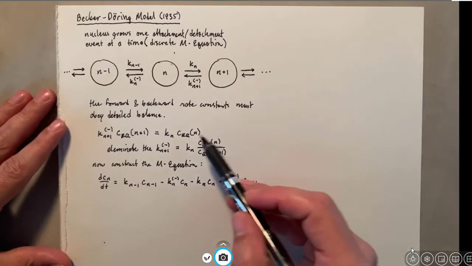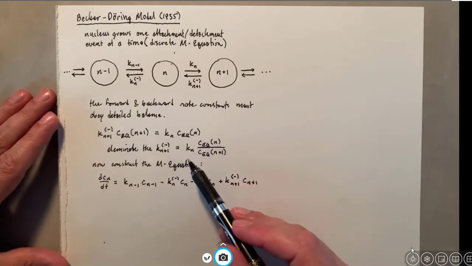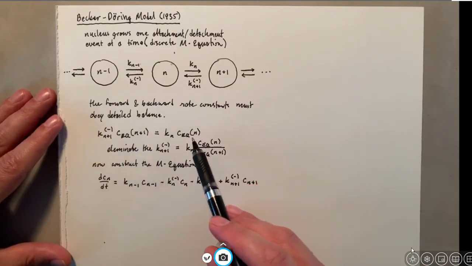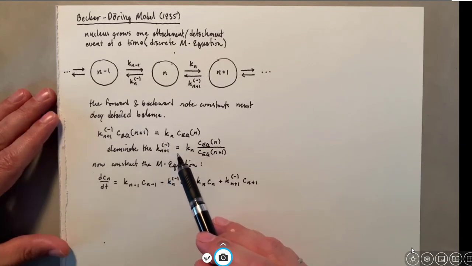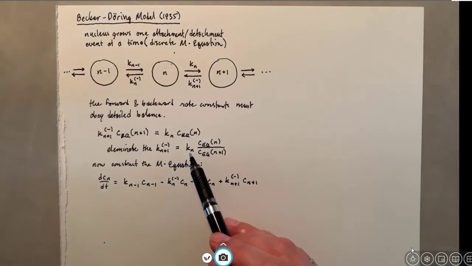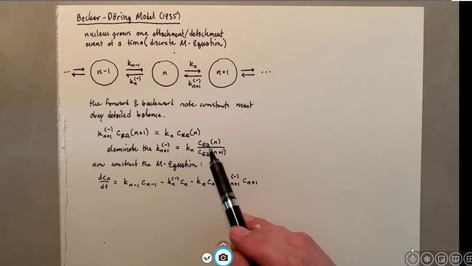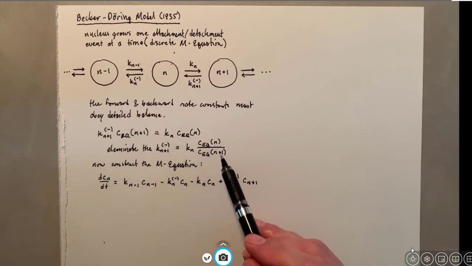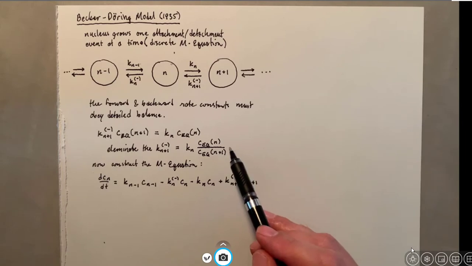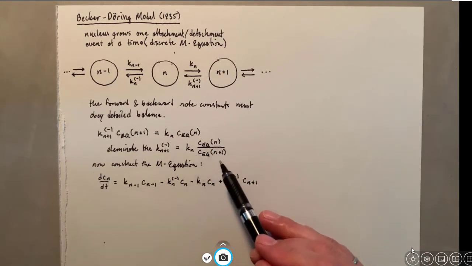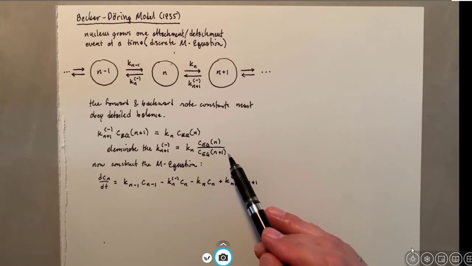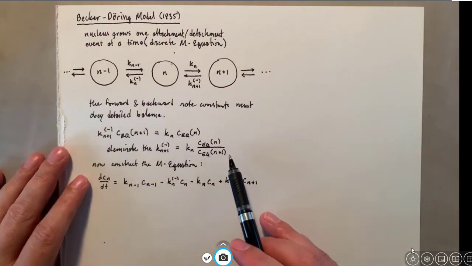Okay, so you can see here that there's just a little bit of algebra left then to take this detailed balance expression and eliminate each of the k sub n minus rate constants in favor of the forward rate constants and a ratio of equilibrium concentrations of nuclei of different sizes. And of course, this can then be written in terms of that free energy model of Gibbs with the bulk and the interfacial contributions. Now what we're going to do is construct the master equation.